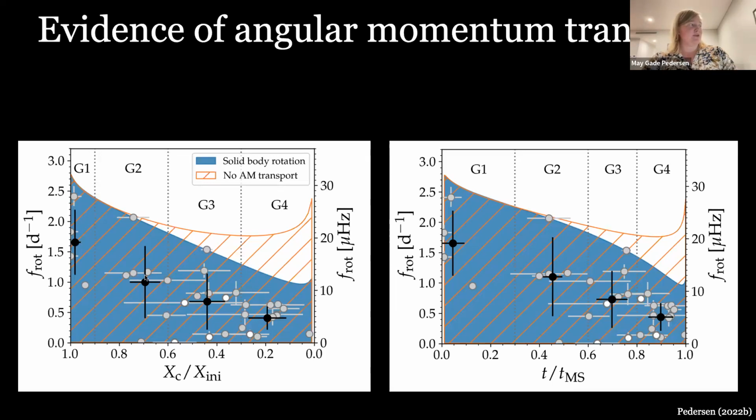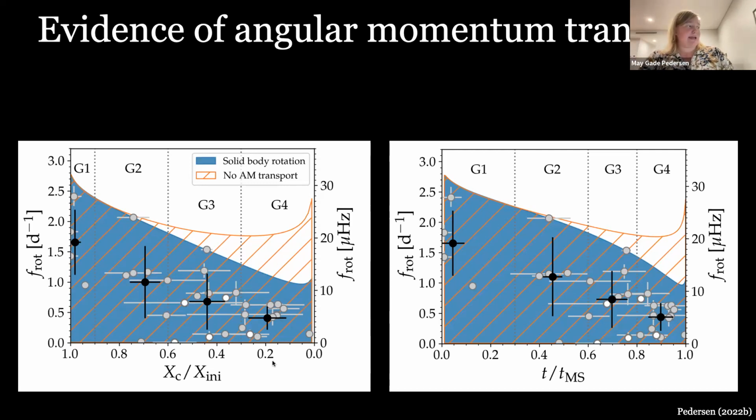In this case, the blue region corresponds to the case of solid body rotation, and the orange hatched region is the case of no angular momentum transport. Each one of these black data points corresponds to the average and standard deviation of the stars within each one of these 4 age groups.